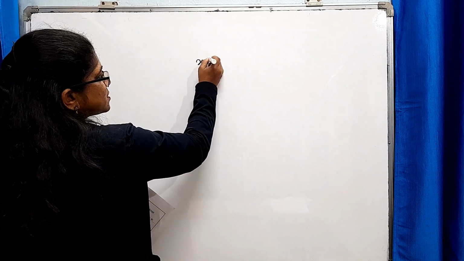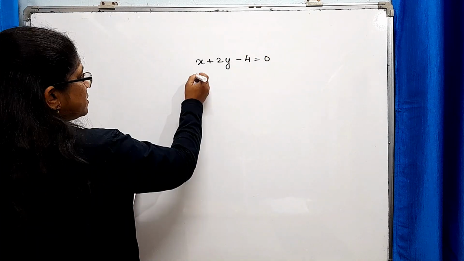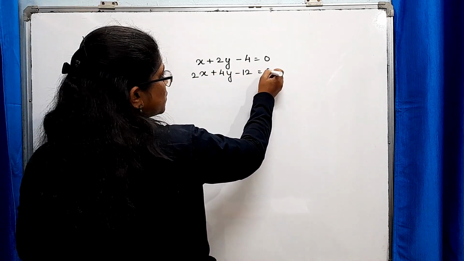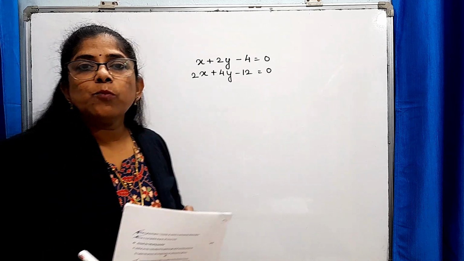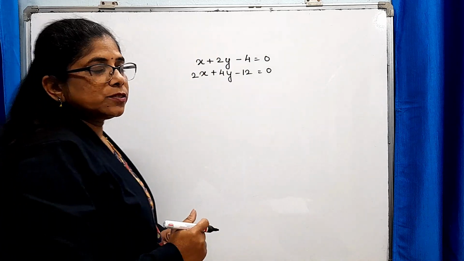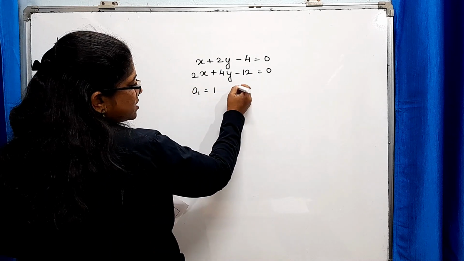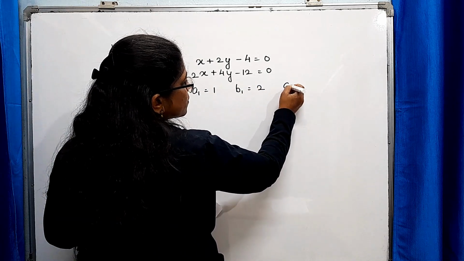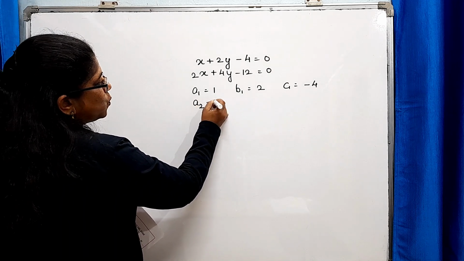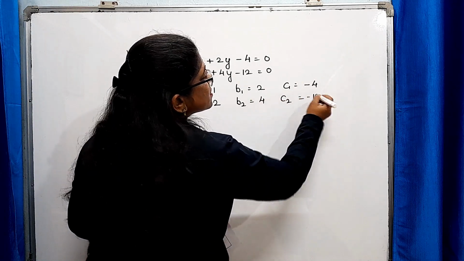The first equation is x plus 2y minus 4 is equal to 0, and the second equation is 2x plus 4y minus 12 is equal to 0. We know that the general form of the equation is ax plus by plus c is equal to 0. So in the first equation, a1 is 1, b1 is 2, and c1 is minus 4. In the second equation, a2 is 2, b2 is 4, and c2 is minus 12.